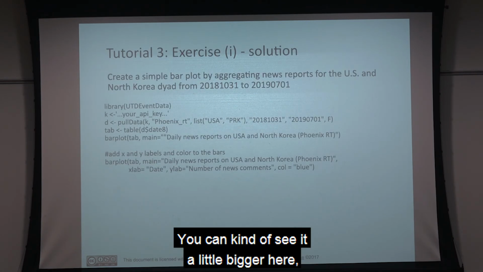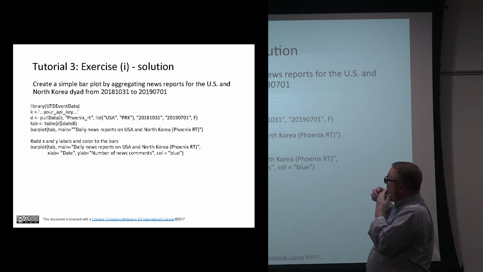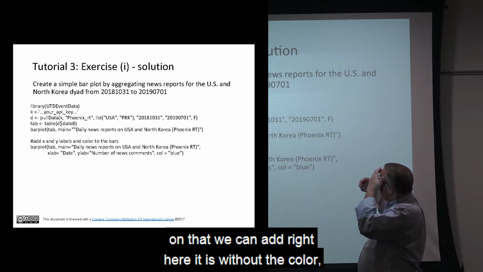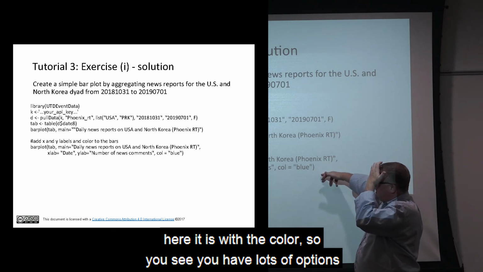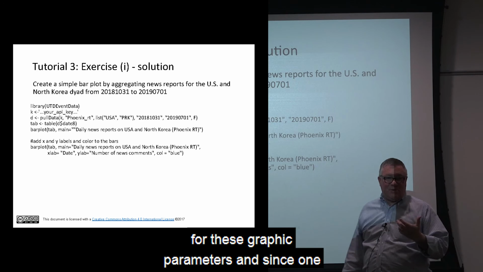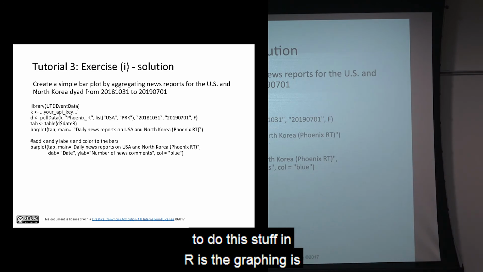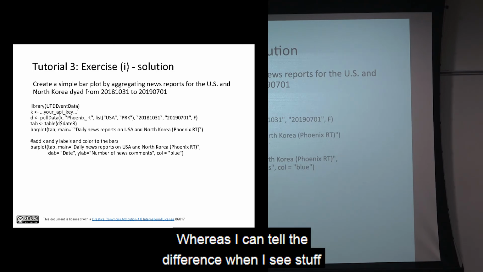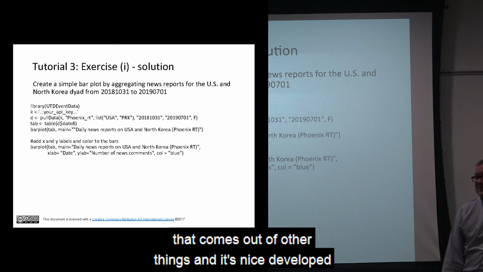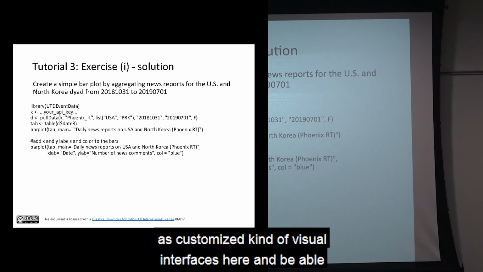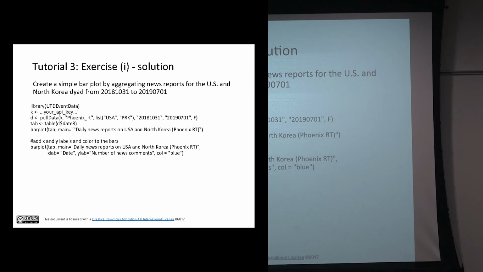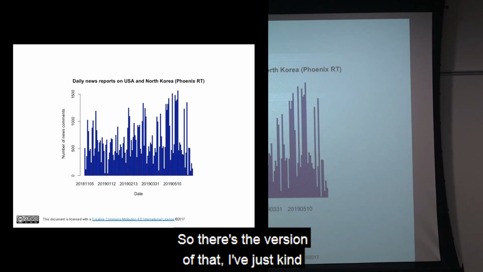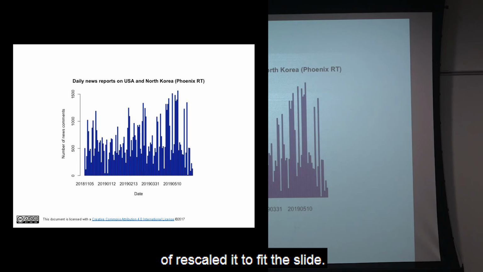So as I said, this is the whole thing written out. You can kind of see it a little bigger here. On that, we can add, right here it is without the color, here it is with the color. So you see, you have lots of options for these graphic parameters in this. And it's one of the things that's kind of most powerful about trying to do this stuff in R is the graphing is so incredibly well developed in here, whereas I can tell the difference when I see stuff that comes out of other things. And it's nice to develop those customized kind of visual interfaces here and be able to redeploy them in a pretty nice way. So there's the version of that. I've just kind of rescaled it to fit in the slide.